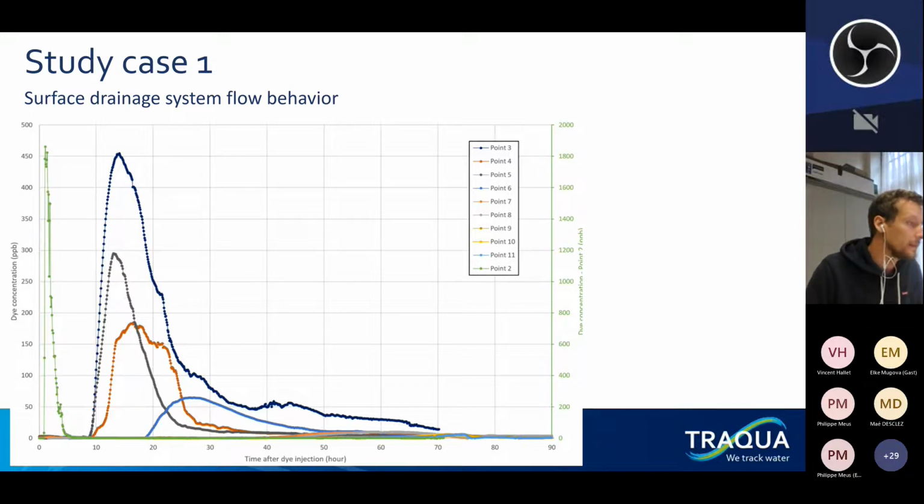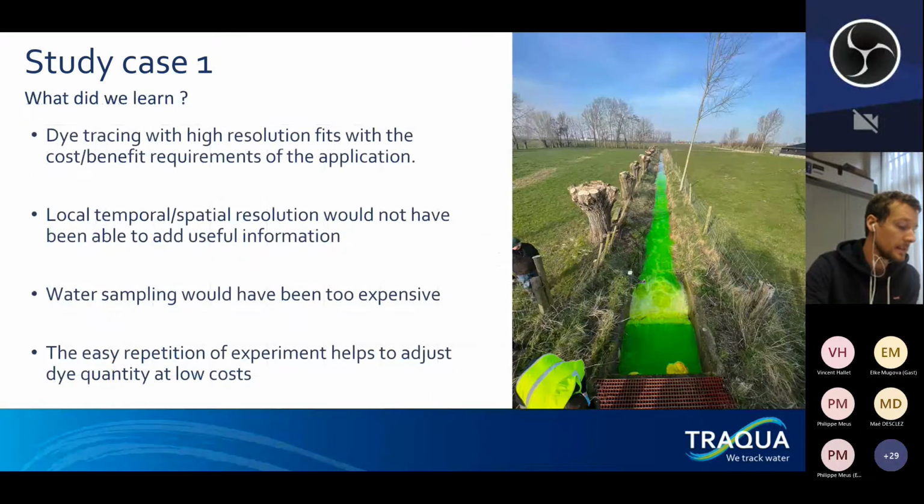And since we repeated the experiment for different gradients and discharge conditions, it also helps to optimize and adjust the management of this artificial system based on a quite simple setup and rather quick experimentation. So what did we learn from this study case?